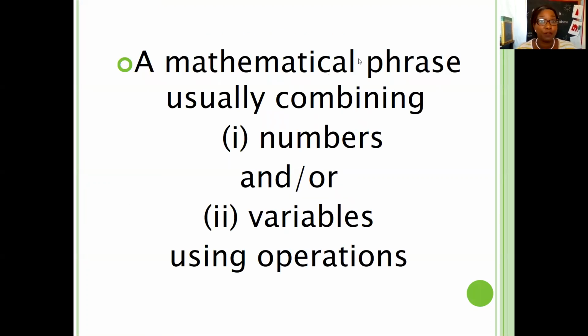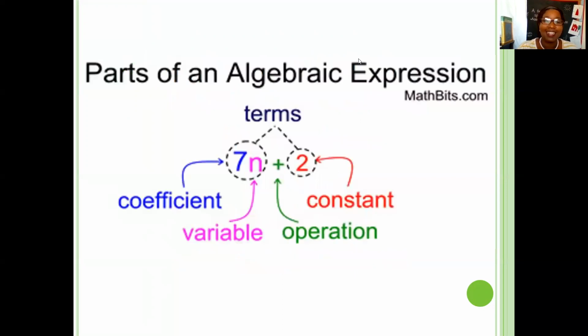But first, a little review. Algebraic expressions. We have to go over some of the vocabulary that you will be hearing during this lesson, and we introduced most of these last week. An algebraic expression is a mathematical phrase usually combining numbers and/or variables using operations. Now, these are the parts. A lot of the vocabulary really was right there in the definition.